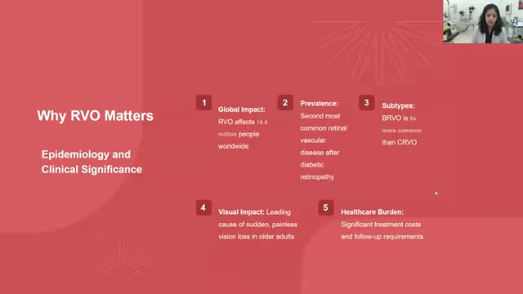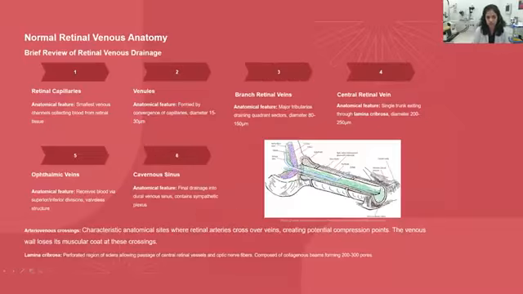The normal retinal venous anatomy starts with the retinal capillaries, which are the smallest venous channels. They lead to the retinal venules, formed by the convergence of these capillaries, with a little larger diameter. These lead to branch retinal veins, which are the major tributaries draining different quadrants of the retina, with a diameter of 80 to 150 microns. The central retinal vein is the single trunk exiting through the lamina cribrosa.